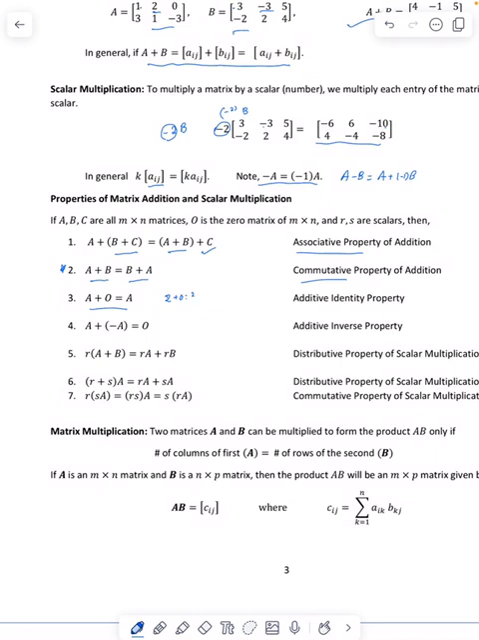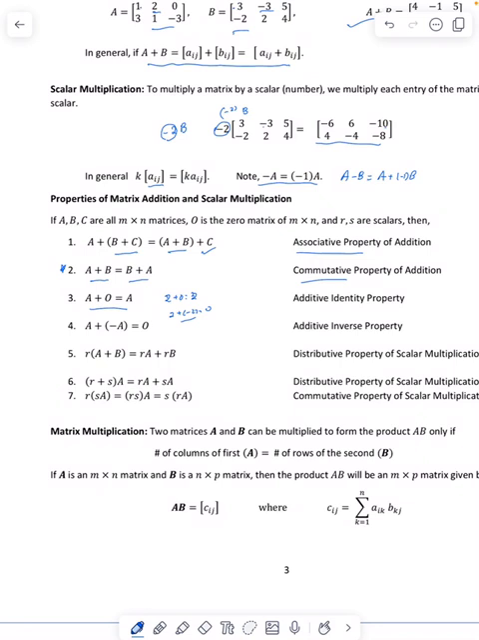So matrices also behave the same way. Then A plus negative A will give us 0. So this is again the same as 2 plus negative 2 is equal to 0. So matrices behave like numbers here. Matrices have the same properties for addition.